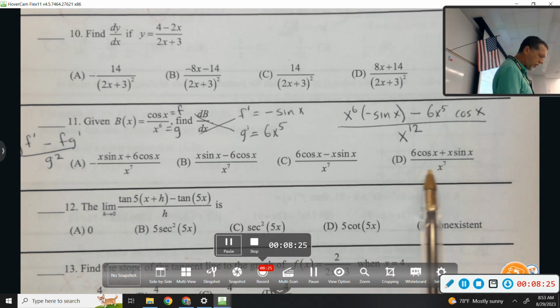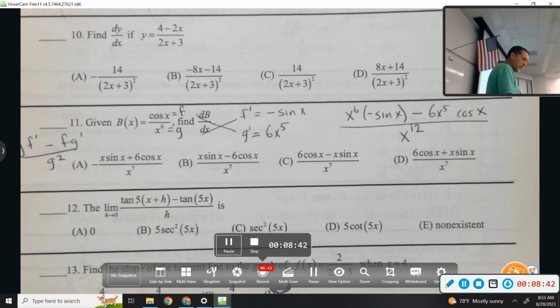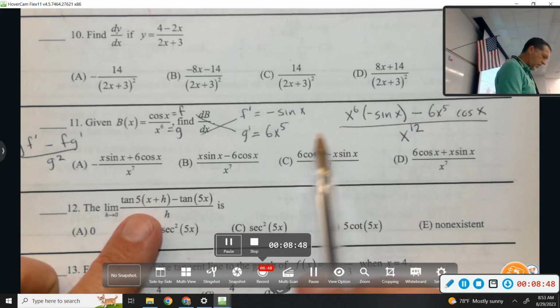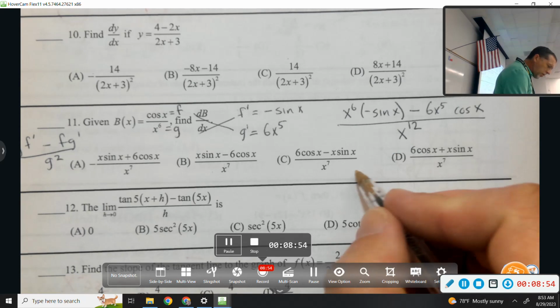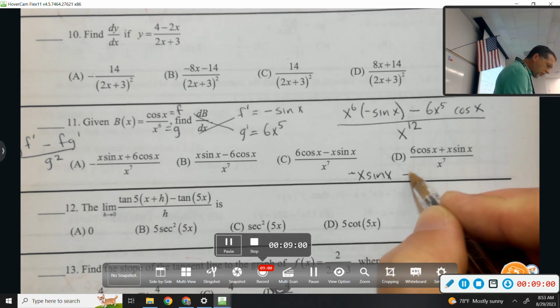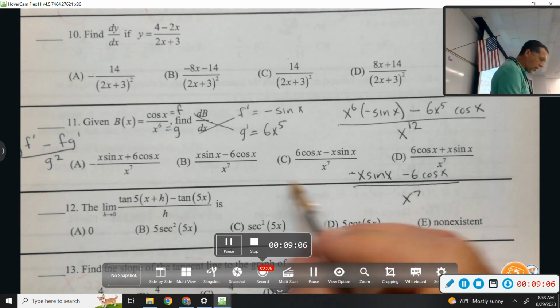None of my denominators have x to the 12th. What's going on here? What can I do? I don't think I did anything wrong. How do I get from this to one of these answers? Yeah, there's an x to the 5th in everybody, so I could reduce this whole thing by x to the 5th, and that would leave me with negative x sine x minus 6 cosine x all over x to the 7th. Okay, so that explains x to the 7th.